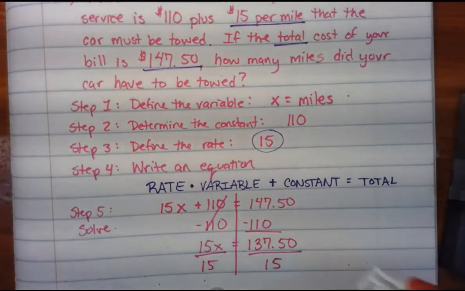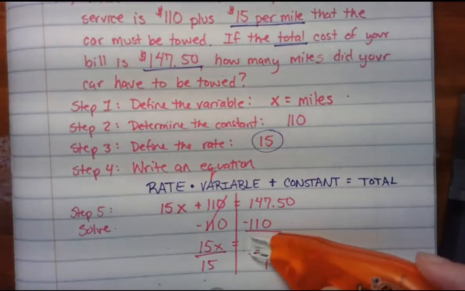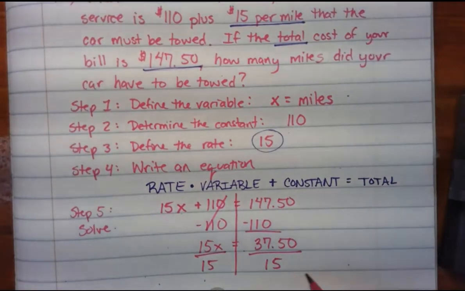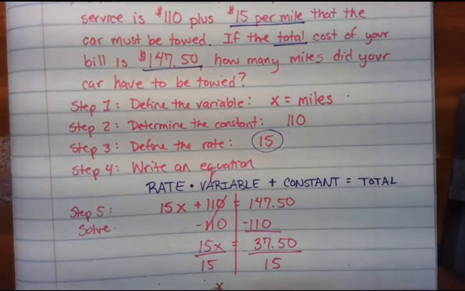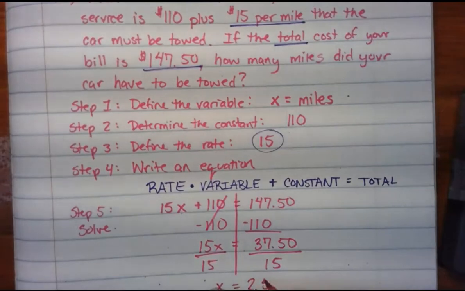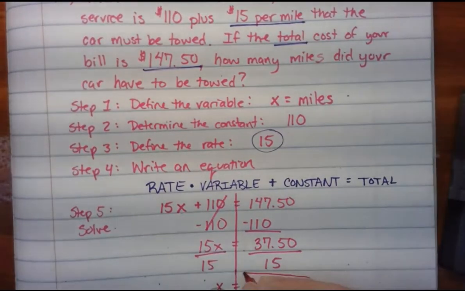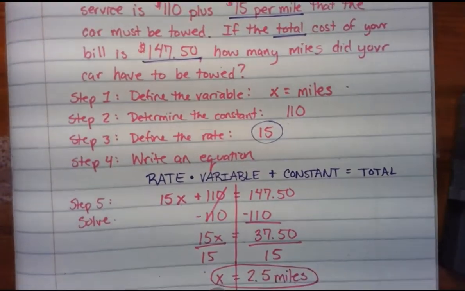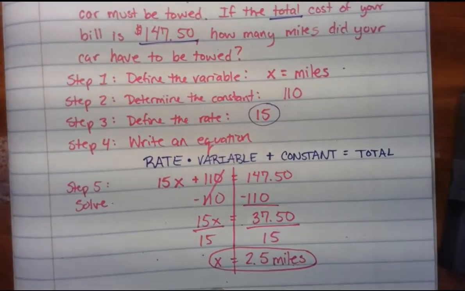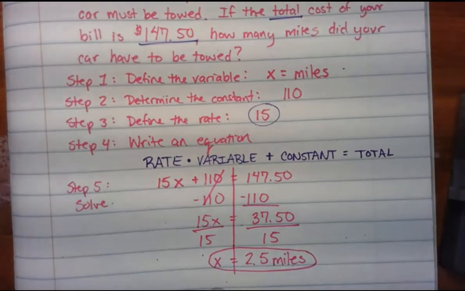Oh, not 100. Why did I put that one there? It's 37.50. And then 37.50 divided by 15 is 2.5. So my final answer is 2.5 miles. That's how far this car was towed. And so we're going to go through the same process.